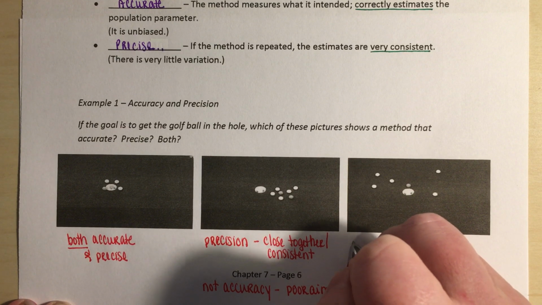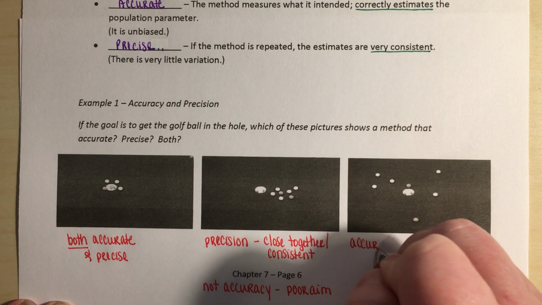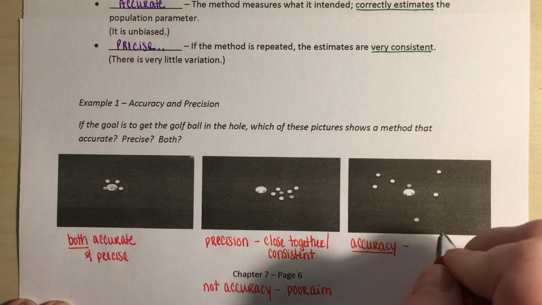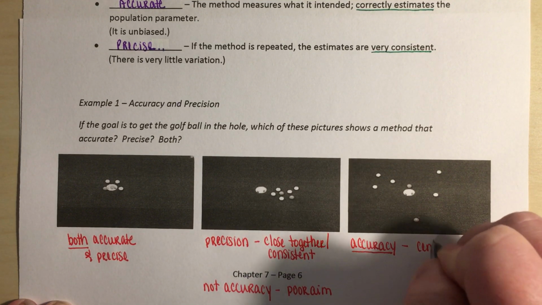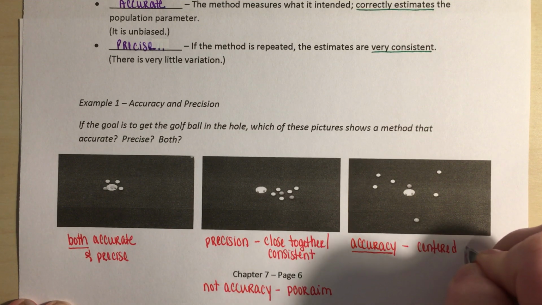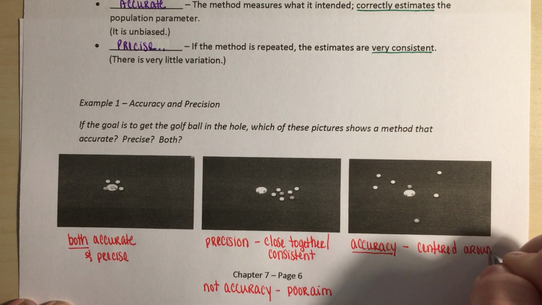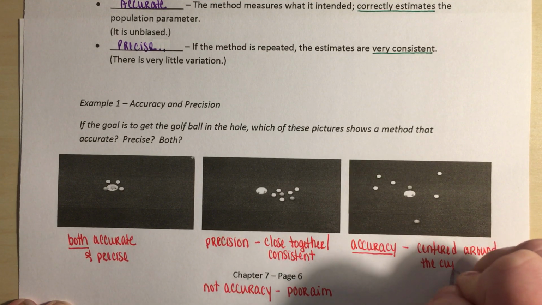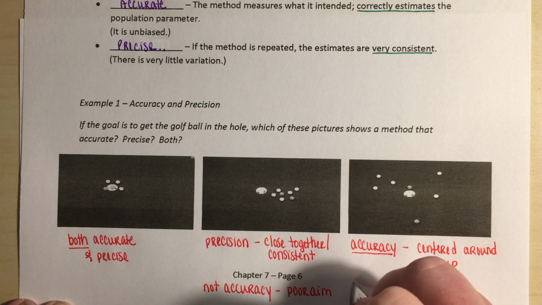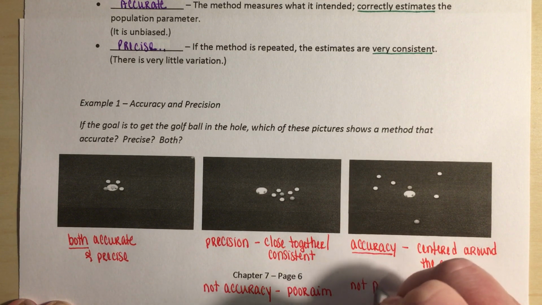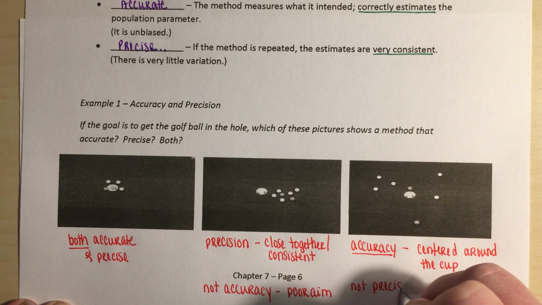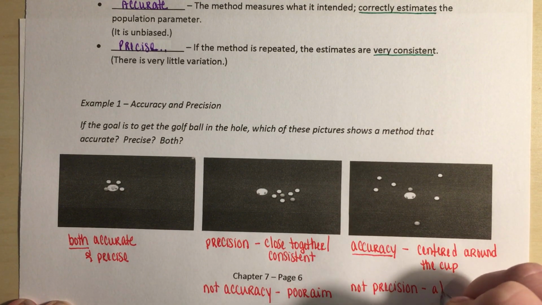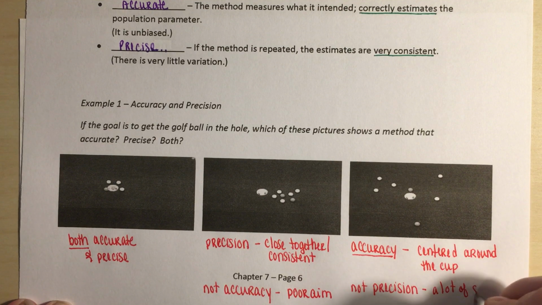So this last one, we're going to say shows accuracy because these are centered around the cup, but it does not show precision because these are very spread out. There is a lot of spread.